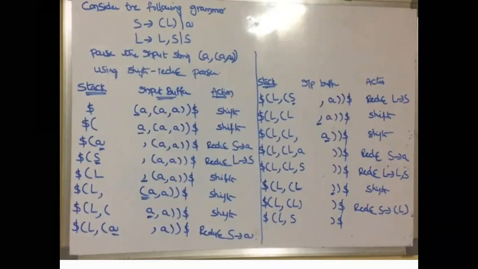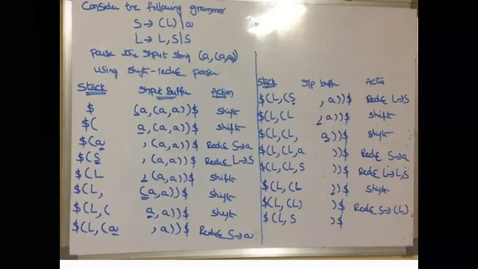Error means that in the end we are not getting the stack with the start symbol after dollar while the input buffer has dollar. So we are not receiving dollar followed by the start symbol. That situation is called the error state. Okay, so those are the four actions we perform in a shift reduce parser.